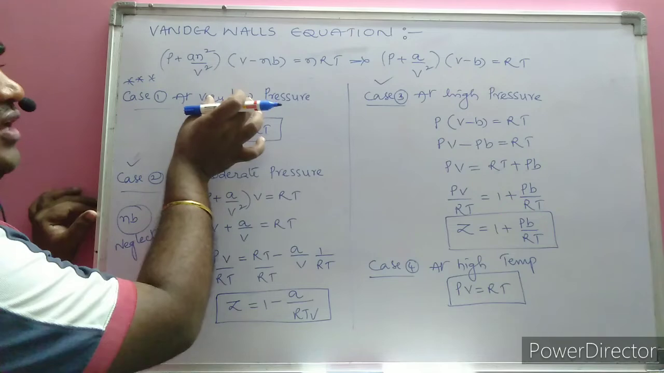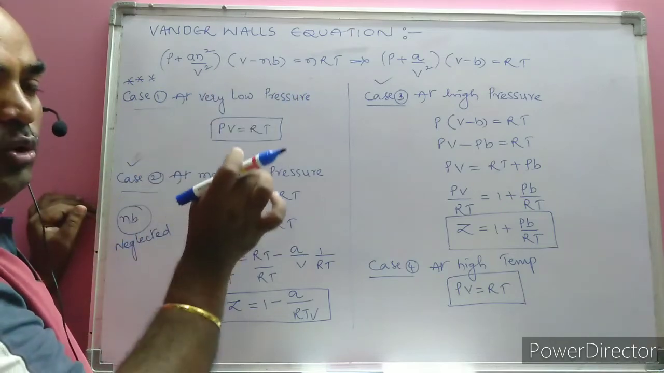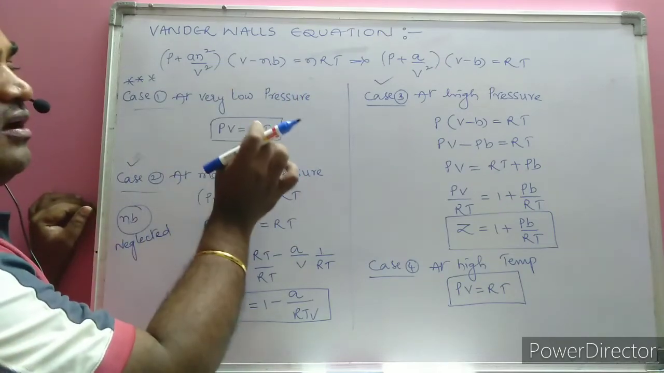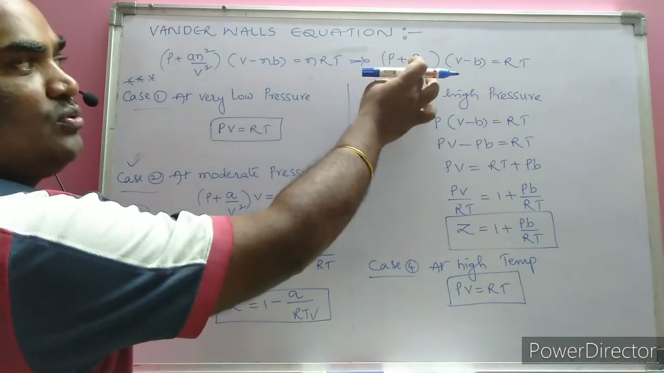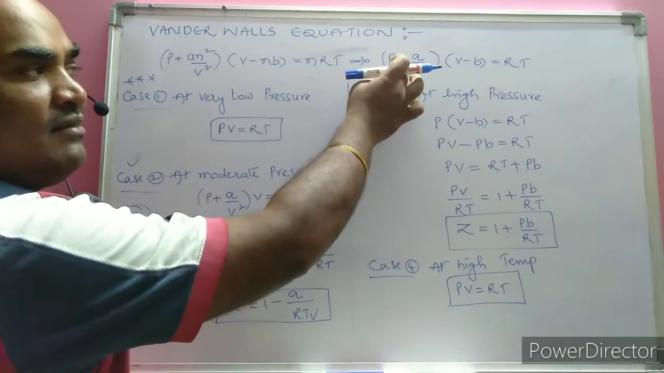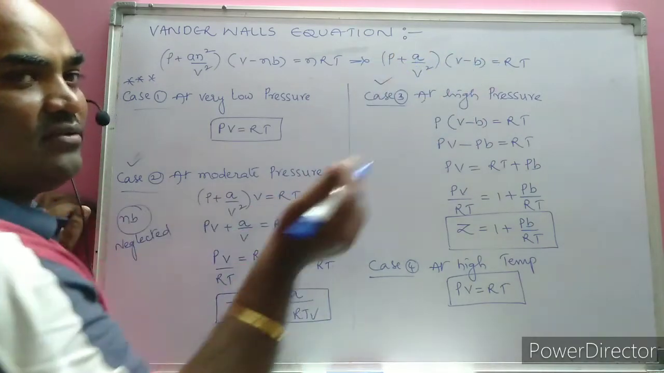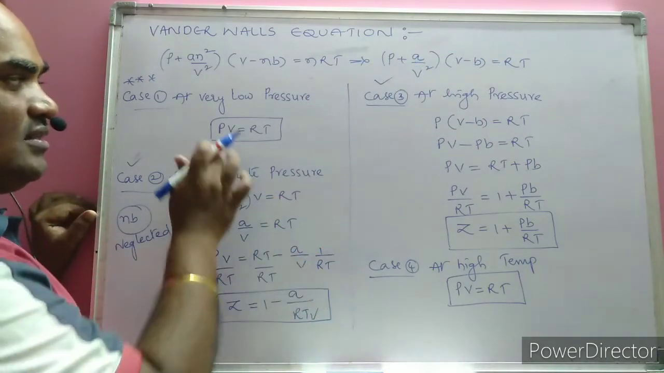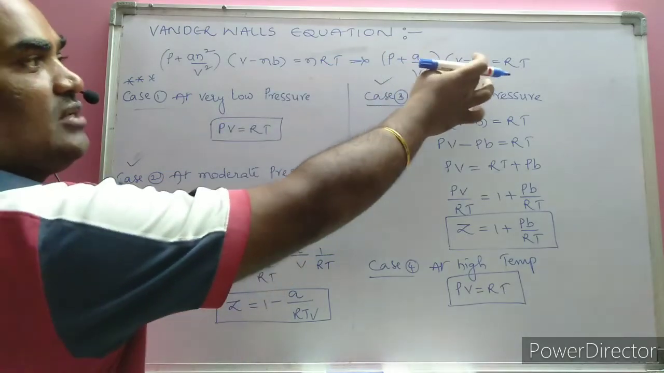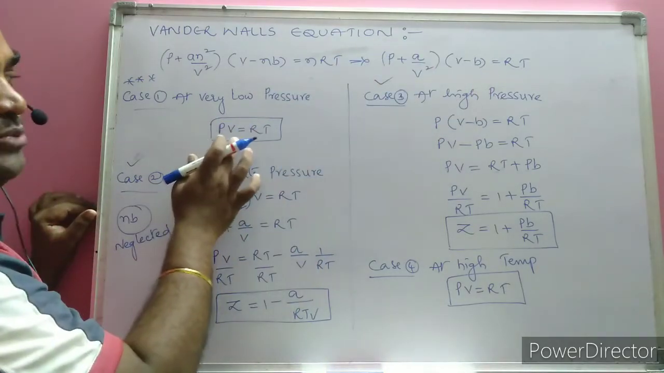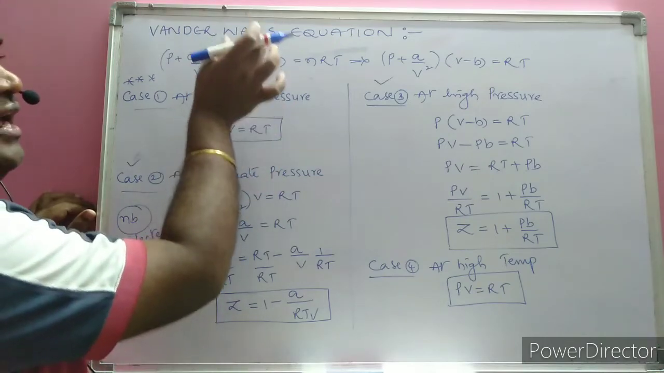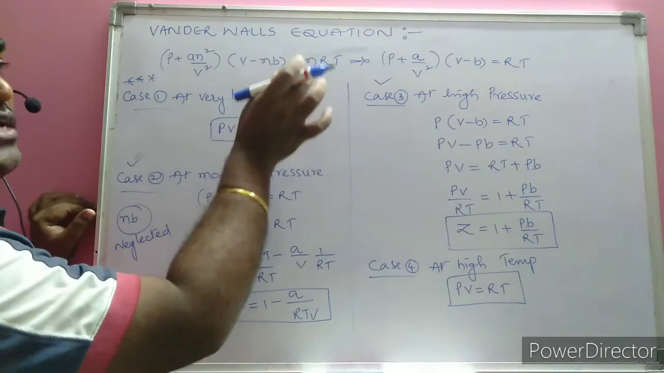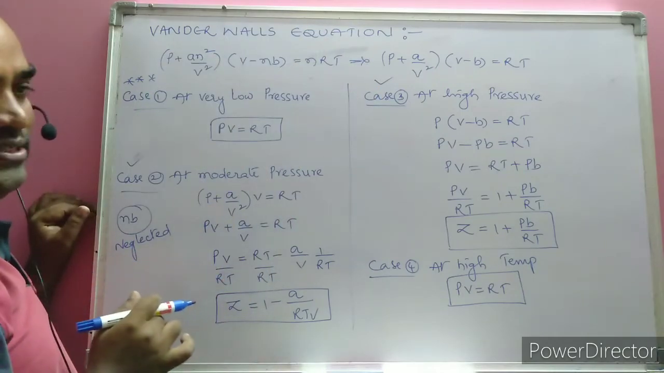Case 1, at very low pressure. Very low pressure is nothing but the volume is very high. When a small quantity is added or subtracted, it doesn't influence. Hence a by V square as well as b can be neglected. Hence PV is equal to RT. That is, at very low pressure the van der Waals equation obeys the ideal gas equation.